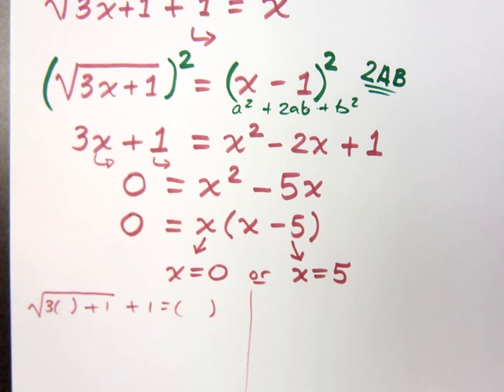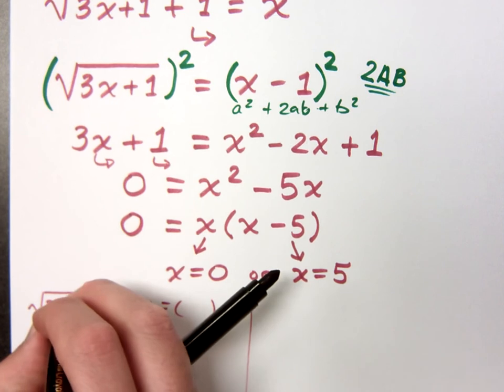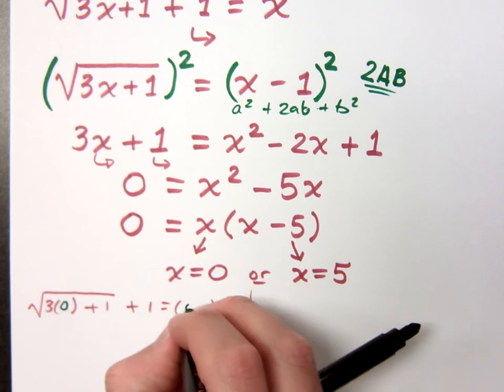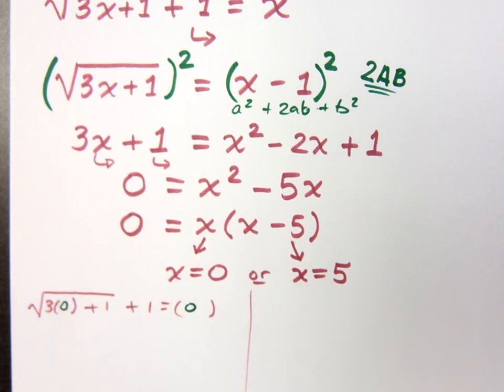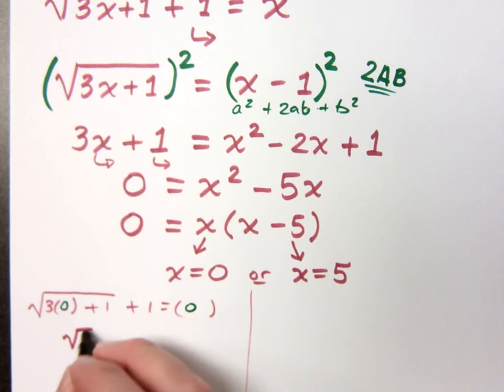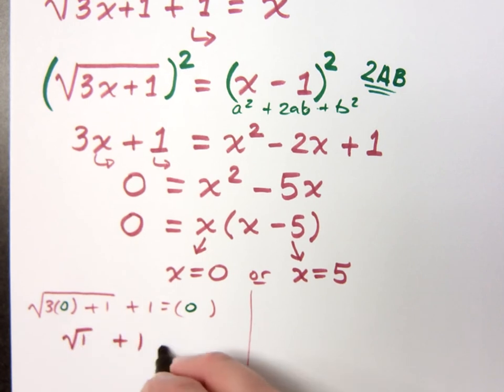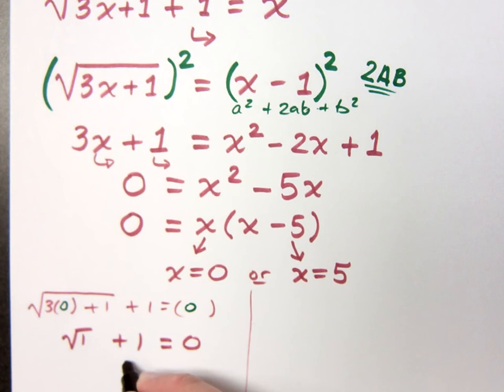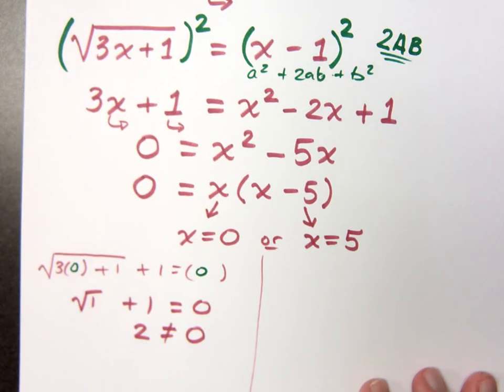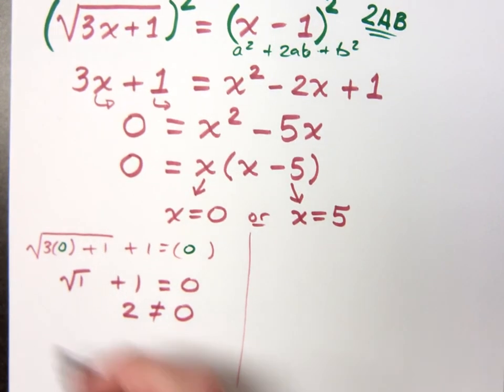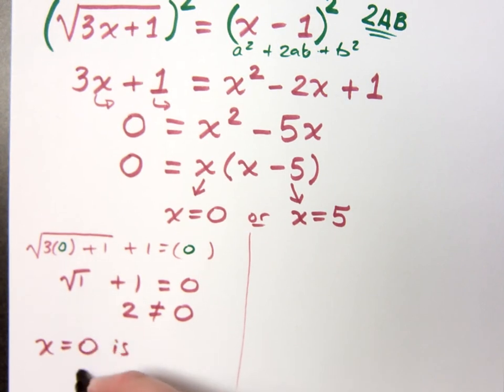And inside the parentheses, I'm going to write what I say my solution is. I'm saying the solution is 0. So let's check that. Well, this gives me the square root of 1 plus 1. I want to know, does that equal 0? And of course we see that no, 2 does not equal 0. So what I would say here is that x equals 0 is extraneous.